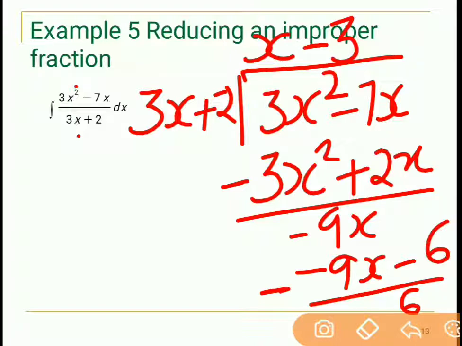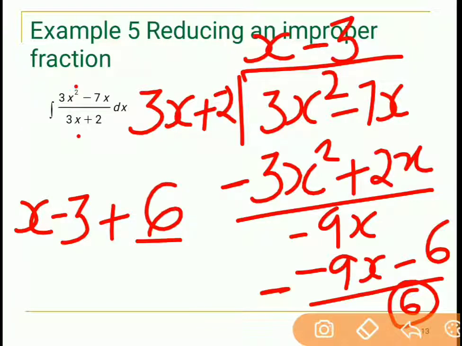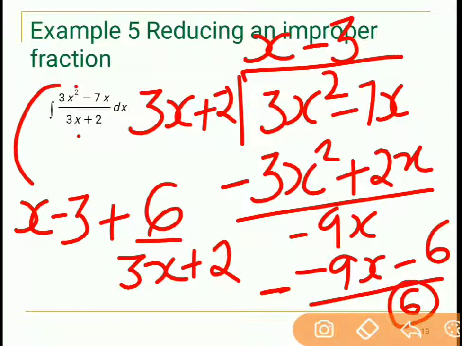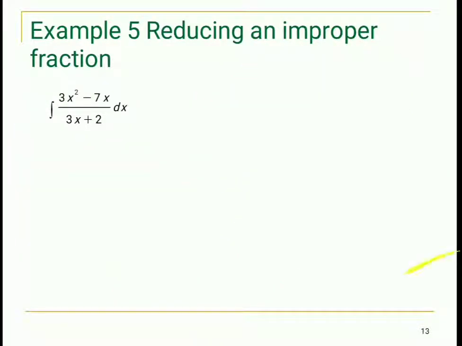So this fraction can be converted into what? It can be converted into x minus 3, which is the quotient of 3x square minus 7x, and this is the remainder over here, which is plus 6 upon 3x plus 2. So the given fraction is converted into two fractions. First is x minus 3 and second is 6 upon 3x plus 2.